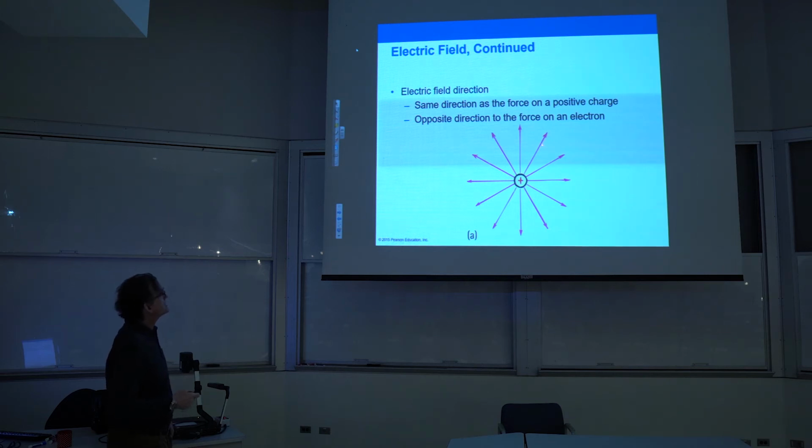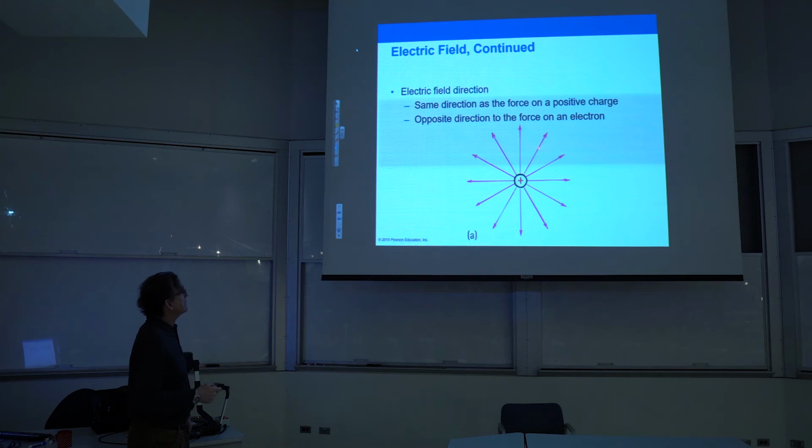On the other hand, if I place an electron at some distance from the positive charge, its force will be opposite the direction of the field because the electron will be attracted and pulled inward, whereas the field of the positive charge is always radially outward because it is defined by the force on a positive charge.